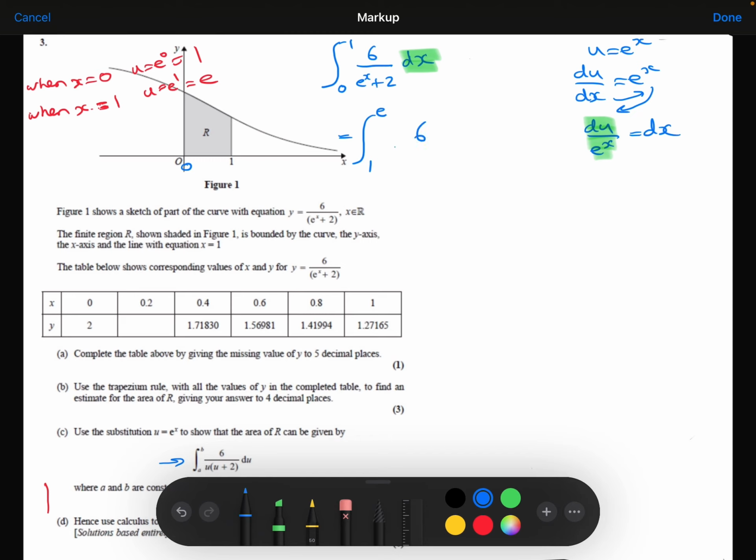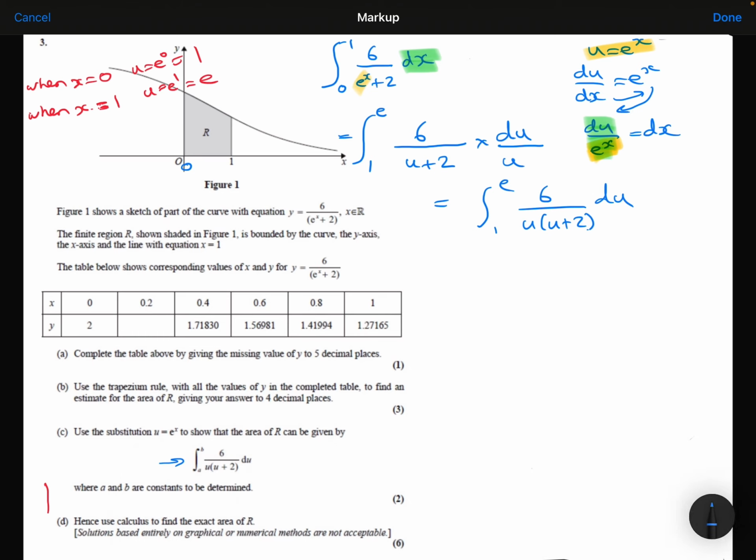We've got 6 over, now the e to the power x in the u world is just u. The 2 remains as being 2, and the dx has been replaced with a du over the e to the power x, which we know is u in the u world. This then just simplifies nicely to be 6 over u times u plus 2 du. And that's what we needed to show for part C.